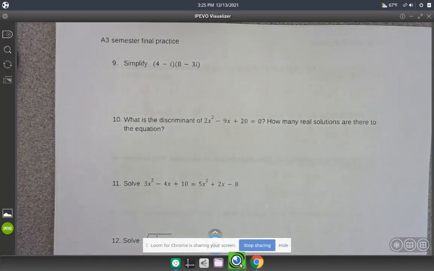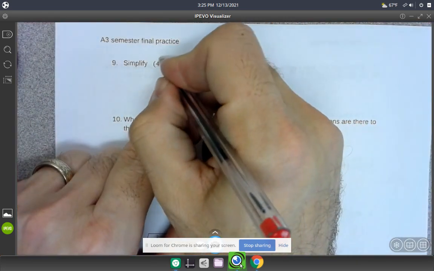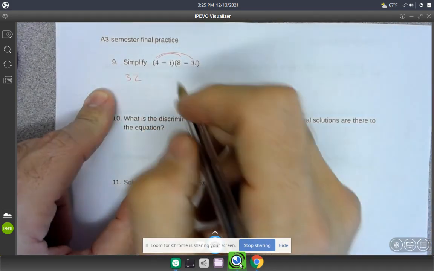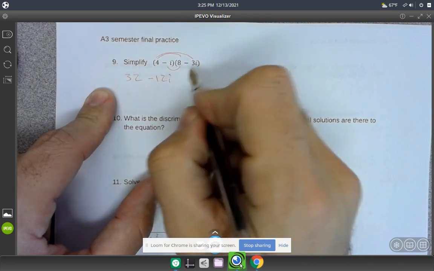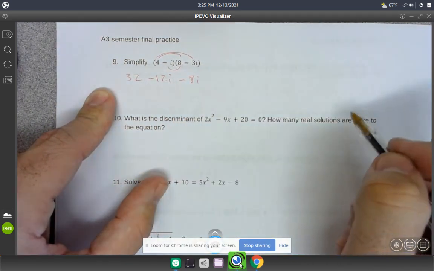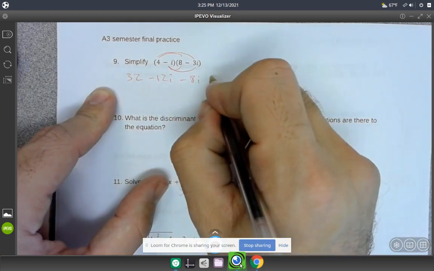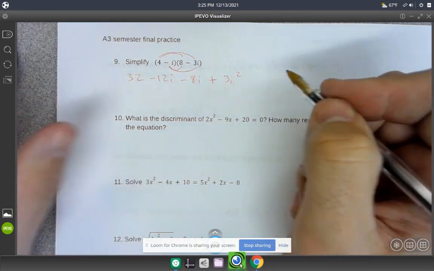All right, to simplify this, you could use the distributive property. 4 and 8 would make 32. 4 and negative 3i would make negative 12i. This will give us a negative 8i. And then the last one, negative i times negative 3i, will be positive 3i squared.